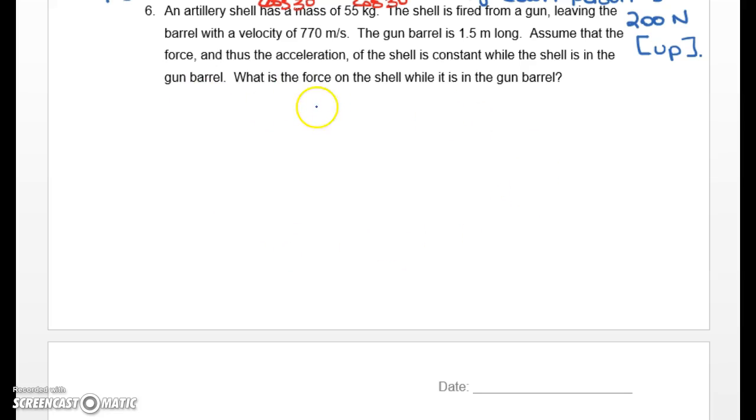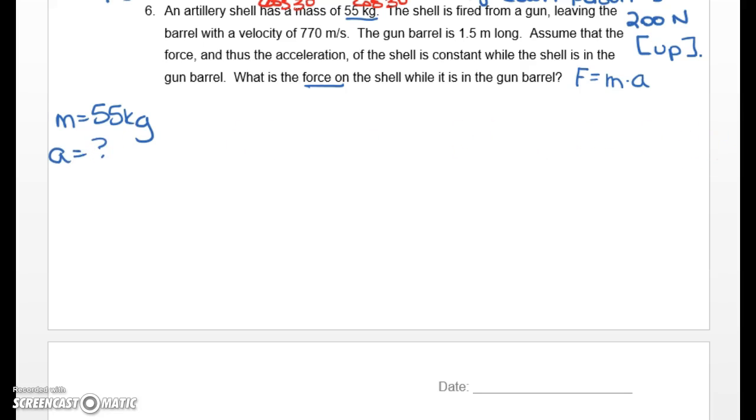So here what we're looking for is force. To look for force, we know that we have the equation: force is equal to mass times acceleration. In this question, we're given the mass, which is 55 kilograms, but we don't know what the acceleration is, so we have to find this.